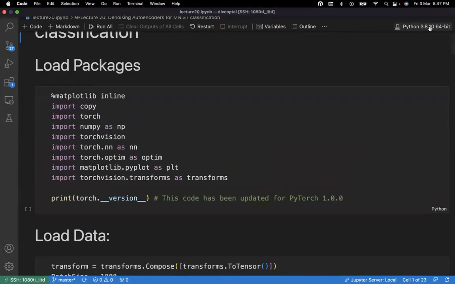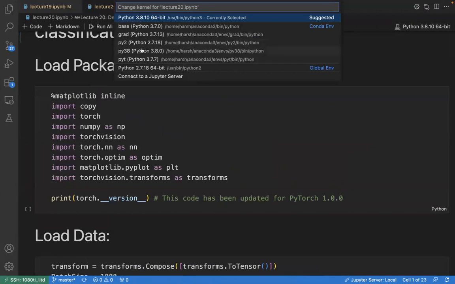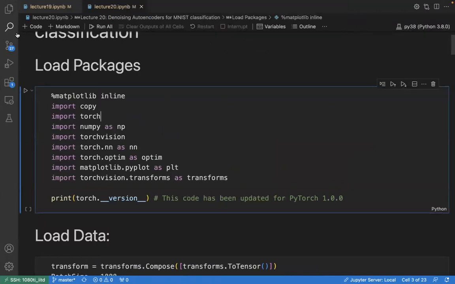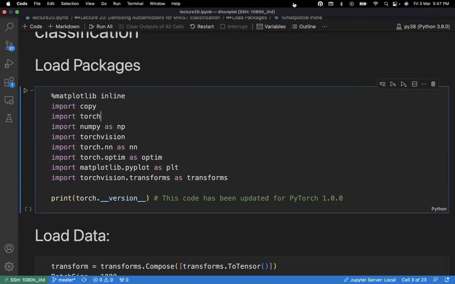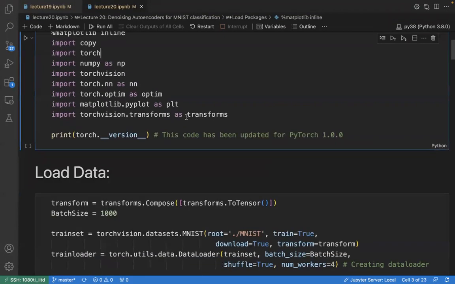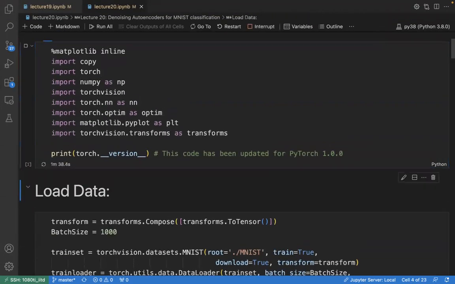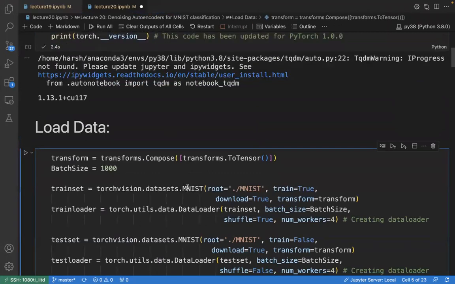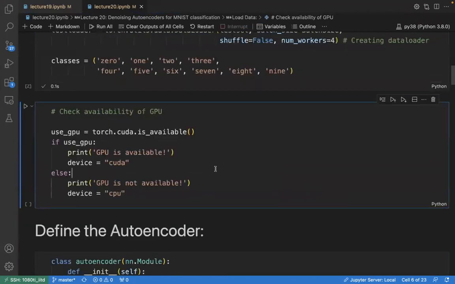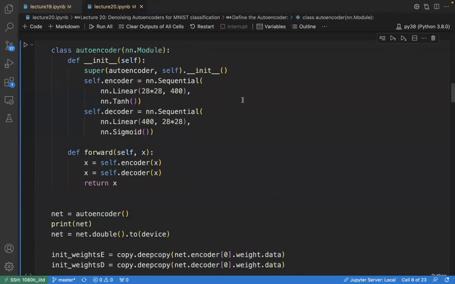So I'll just run this notebook. I guess this will be the last notebook that we'll be running today, so it will complete everything till week 4. Yes. And yeah, so we're running this, loading data. All these things will be the same, no need to worry. Defining the autoencoder.